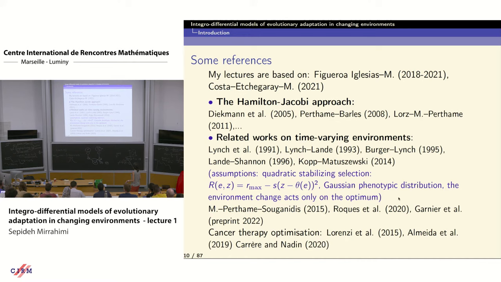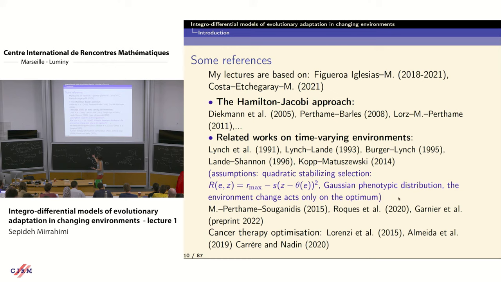What I wanted to say is that these types of questions also appear in works where we look for an optimal therapy for cancer, for instance, because in cancer, of course, a problem is that when you treat the patient, after some time the cancer cells become resistant to the treatment, and then the cancer starts over and starts again.